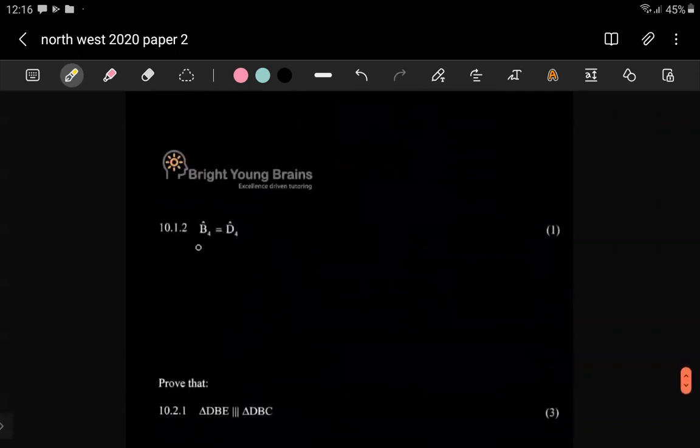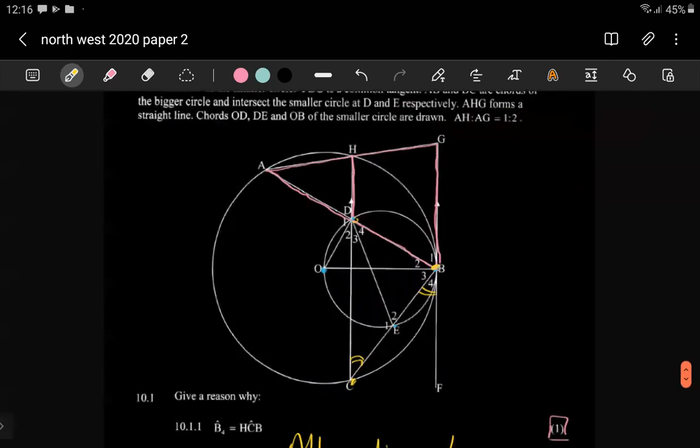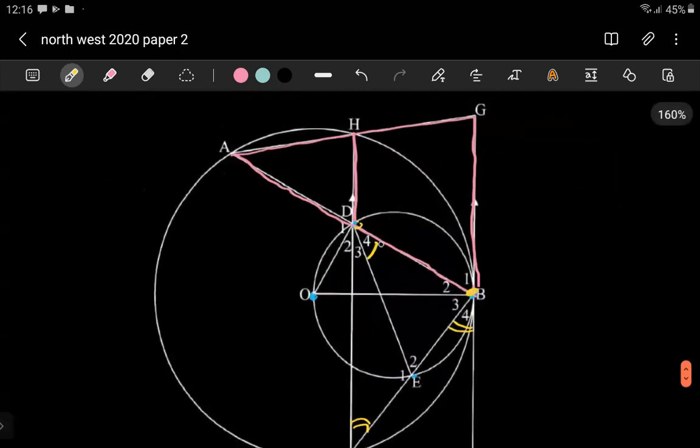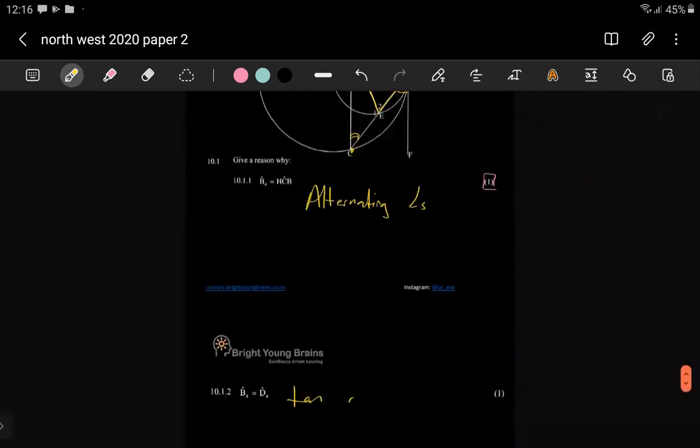They say give a reason why B4 is equal to D4. Where is B4 now? B4 and D4. This one now is because of the tan chord theorem, because you see in this small triangle here, you already have the tan chord theorem. Tan chord theorem.